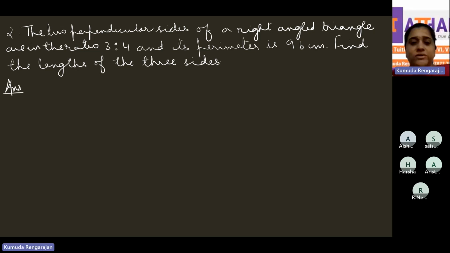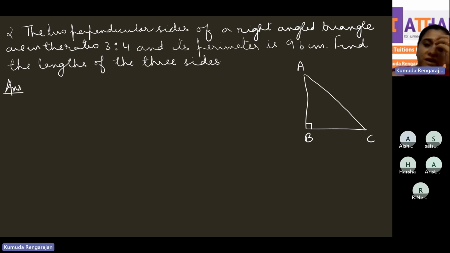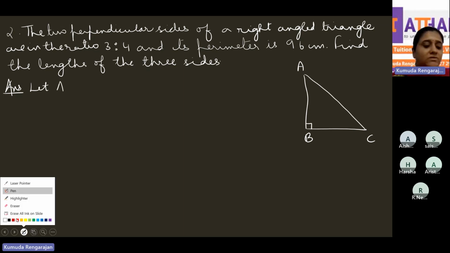Okay, let's do this one together. So we have a right angle triangle. Okay, so let's call it ABC. The two perpendicular sides of the right angle triangle are in the ratio 3:4. Okay. So let AB. So which are the perpendicular sides?